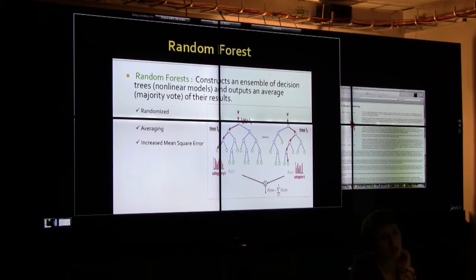So at each node, each tree will only look at... You don't fix the set of features for each tree. You just say at each node, I'm going to sample 5 of the 10 features. So every node of each tree has a different set of features that is considered. And among those only 5 features, say, you pick the one that you want to split on.